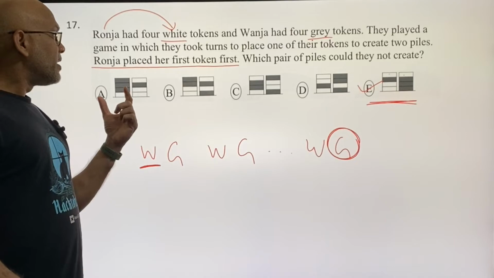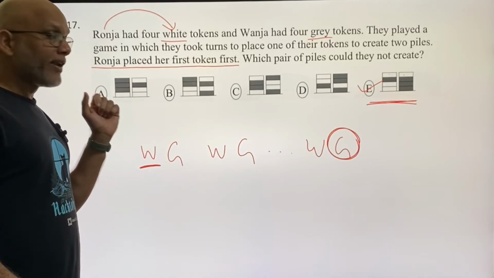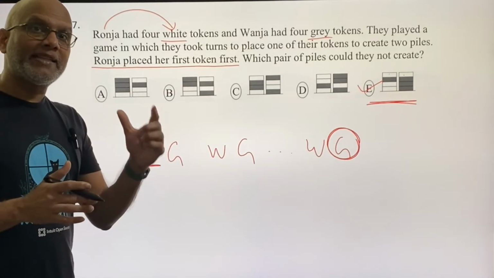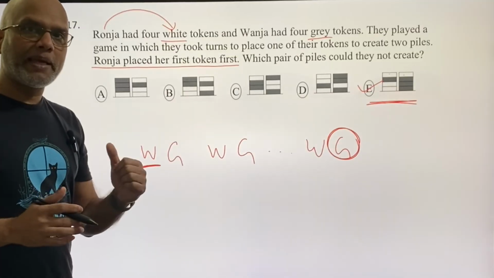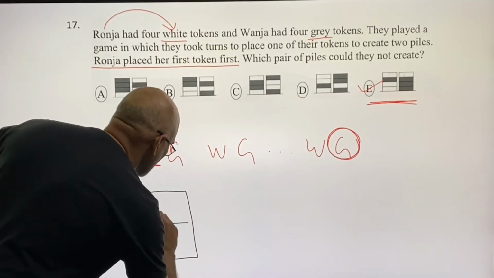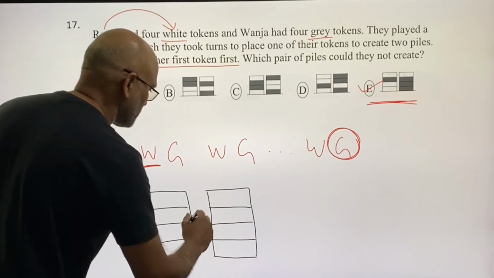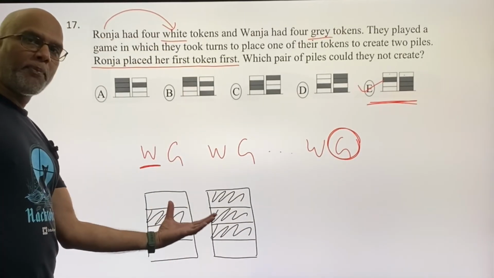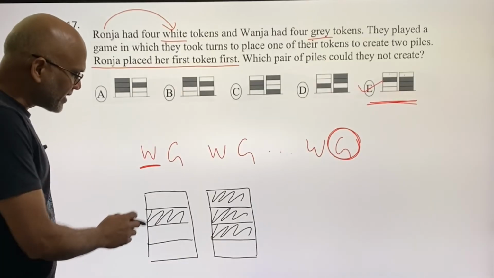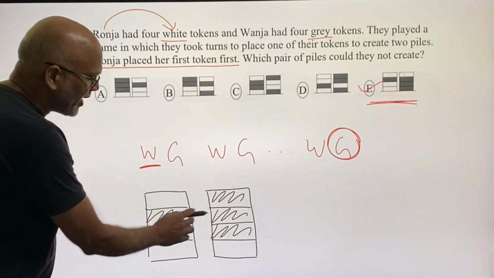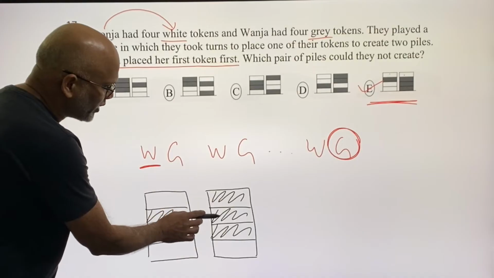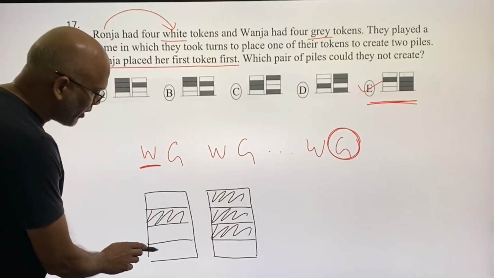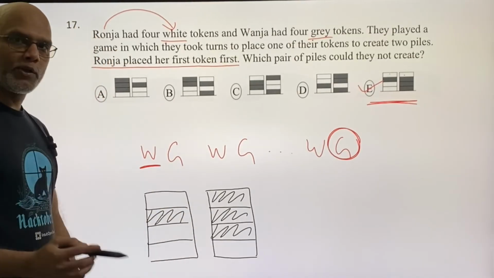But if one of the stacks does end with a gray, it is not guaranteed that we can make that stack. Let me give an example. So I have drawn an example where I have already placed the tokens. Let's assume the shaded ones are gray tokens. So I have 1, 2, 3, and 4 gray tokens, and then I have 1, 2, 3, and 4 white tokens.